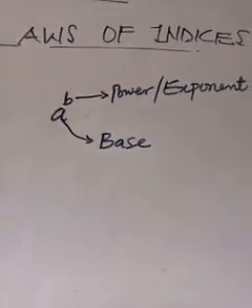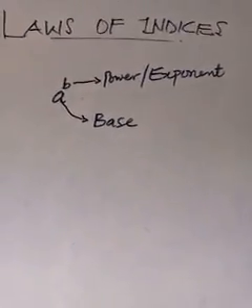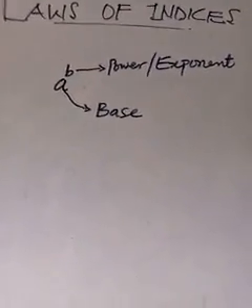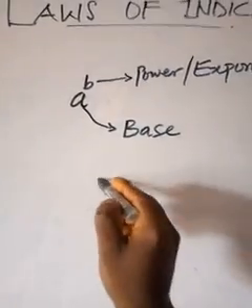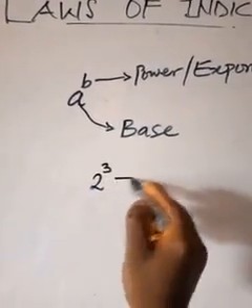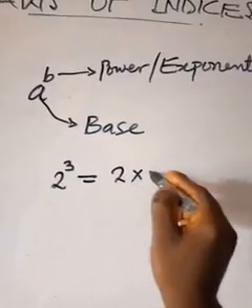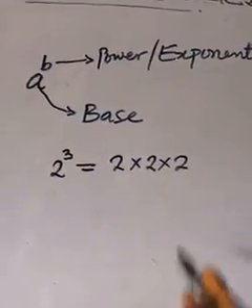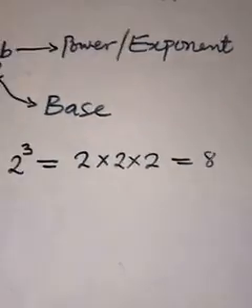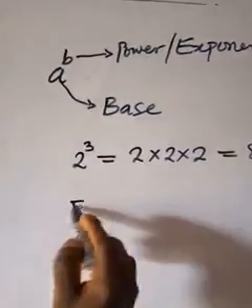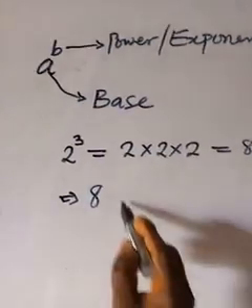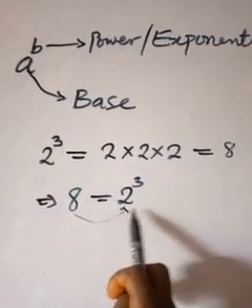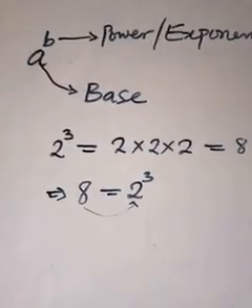The function of the power tells us the number of times the base appears. Take for example, if we have 2 raised to power 3, 2 raised to power 3 means 2 multiplied by 2 multiplied by 2 in 3 places. That is going to give us 8. Now, instead of writing 8, we can write 2 raised to power 3. This is 8 in its index form.